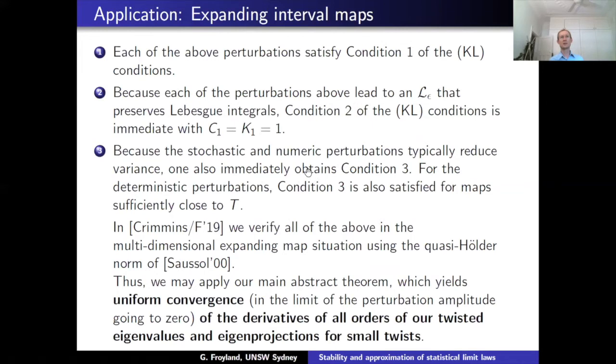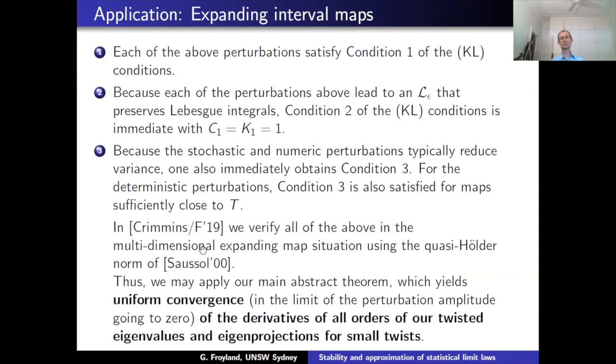And condition 3, that was about the Lasota-Yorke inequality. Because we're using variation, and numeric perturbations of the type we're using reduce the variation, you have some function, you make a step function out of it, that's going to reduce the variation of the function. And stochastic convolution also reduces the variation of the function. So you pretty quickly get condition 3, because that was about linking the variation of iterates under the transfer operator to the original variation. So all these things can be verified pretty easily in the 1D case.